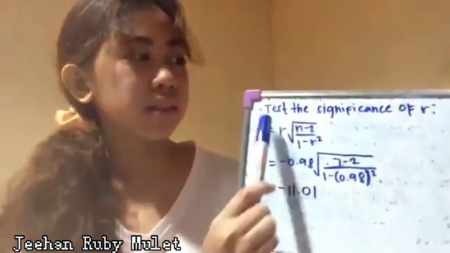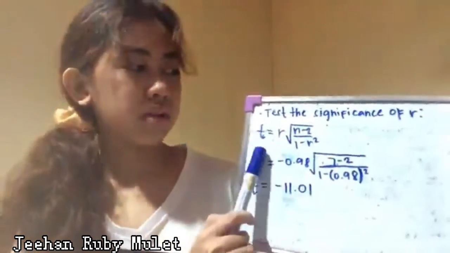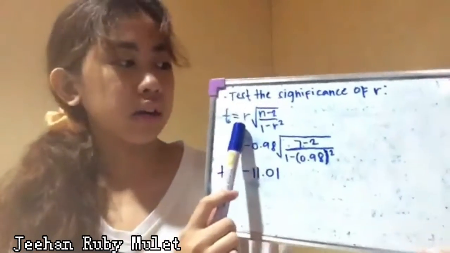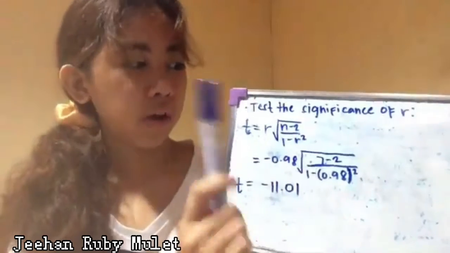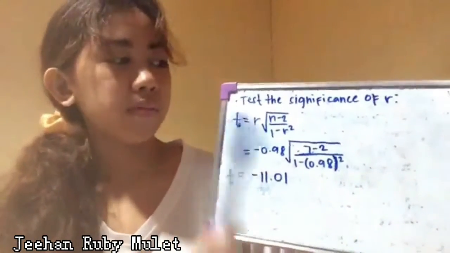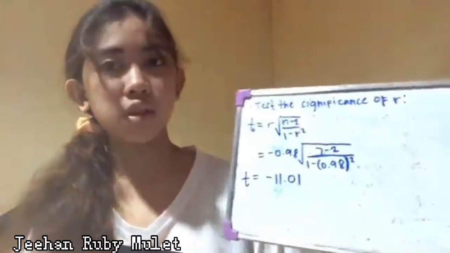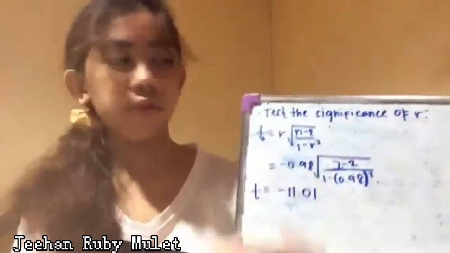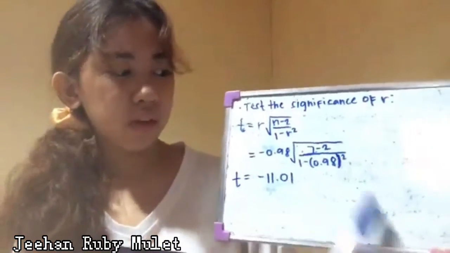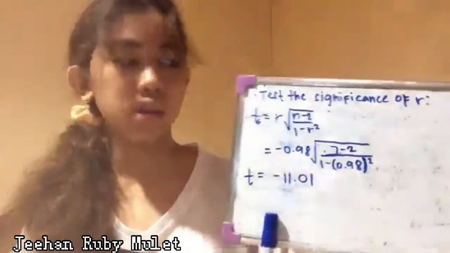So next step, we will have to test the significance of R. We will use the T formula, which is R multiplied to the square root of n minus 2 divided by 1 minus R squared. Then substitute the given from before. Then we will have the results of negative 11.01.